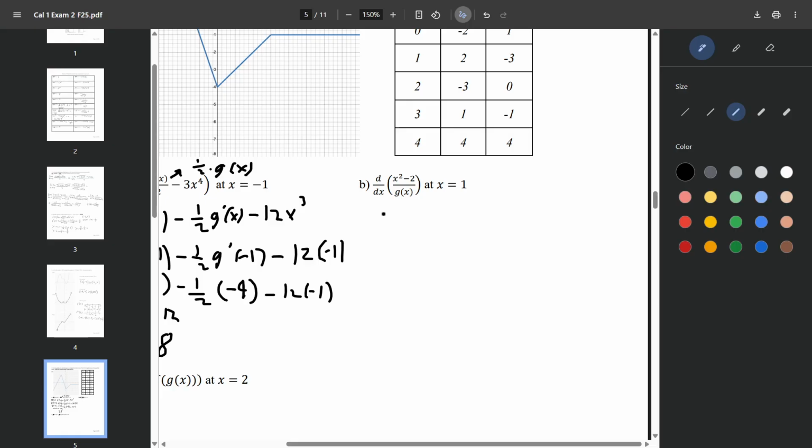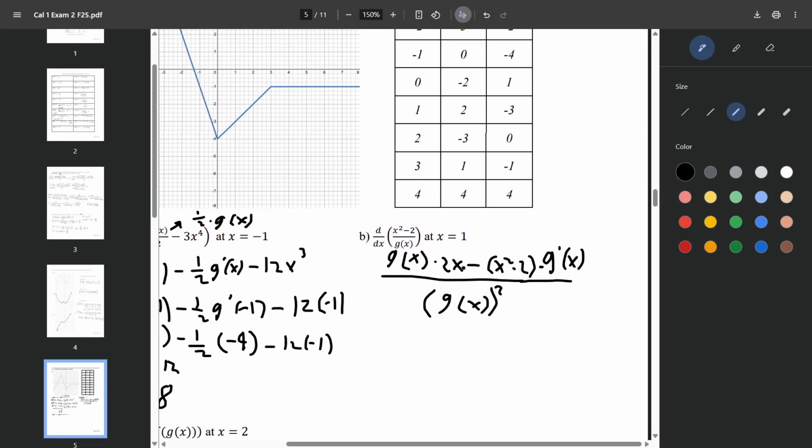So for this, our equation is going to be g of x times 2x, because the derivative of x squared minus 2 is 2x, and that's going to be minus this part, the x squared minus 2, times g prime of x, all over g of x squared.